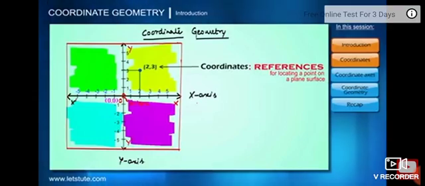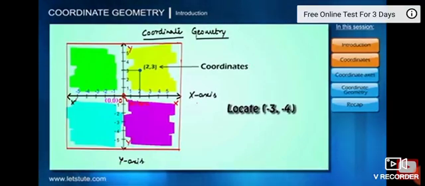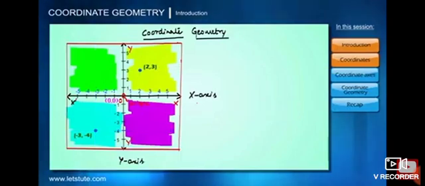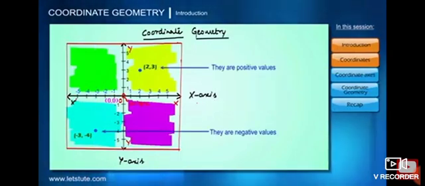Suppose we are given the coordinates (-3, -4), and we want to locate this point. We'll first take the x-coordinate, that is -3, and the next value is -4, that is the y-coordinate. Now we can see that they both intersect at this point. So this is nothing but (-3, -4). So this is how coordinates work. Now let's talk about the sign of the coordinates. It depends on the quadrant in which they exist.